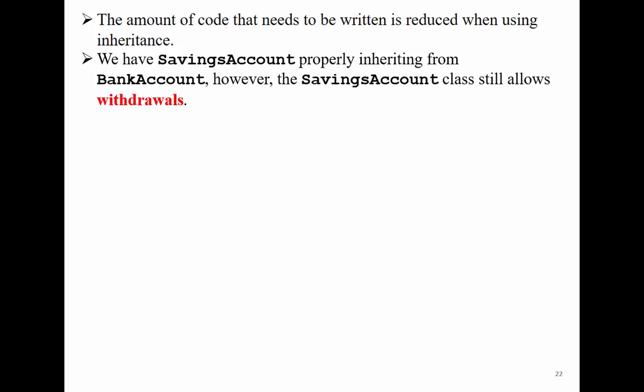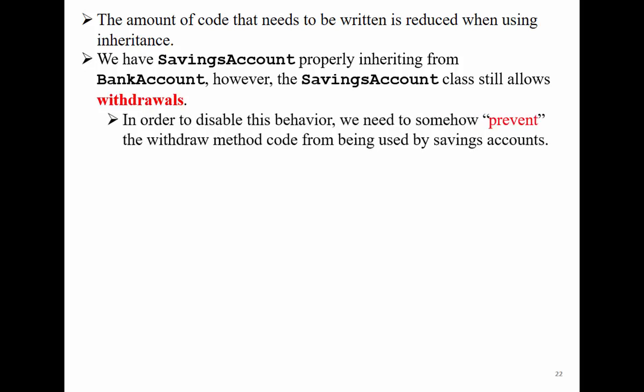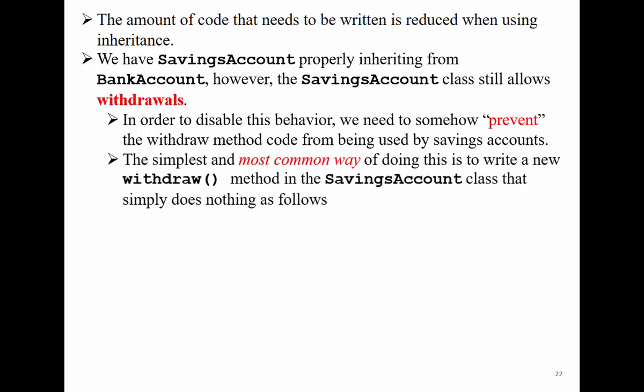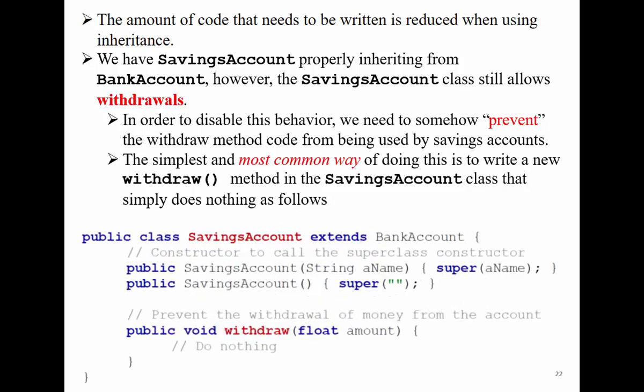So how can we do this? We can prevent or disable the behavior of withdraw. The most common way is to rewrite the withdraw method inside the saving account so that it does nothing. This is what we call overriding. Just rewrite the same signature of the method, public void withdraw with a float amount, and an empty body.